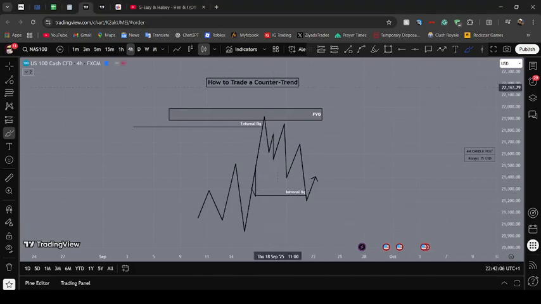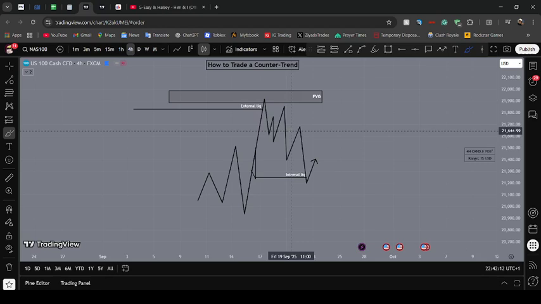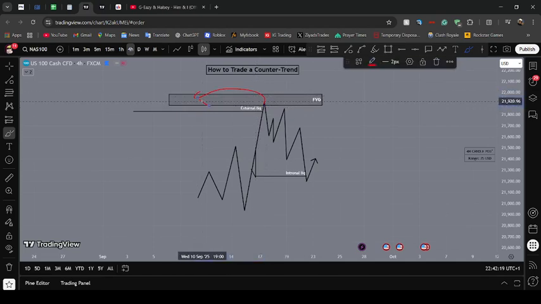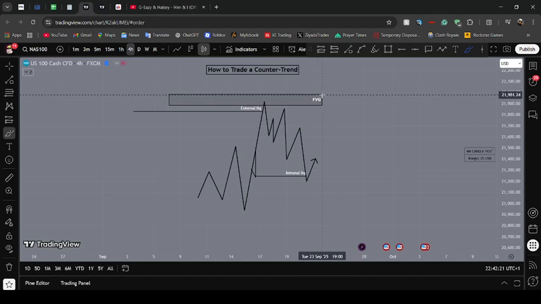Today I'm going to show you how you trade a counter trend. So this is the counter trend and this is our pro trend. It's only valid for you to trade this when this high is reacting to or taking an external liquidity towards the left, and it has to be reacting off an imbalance.